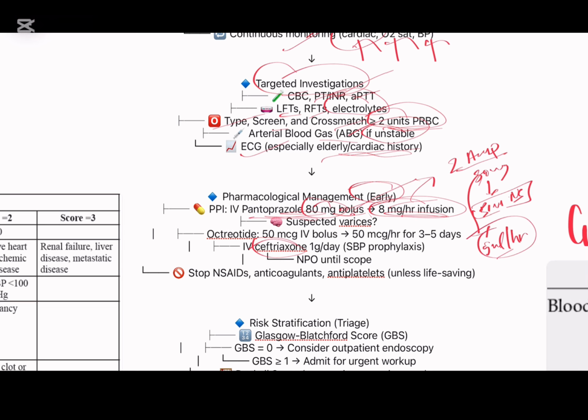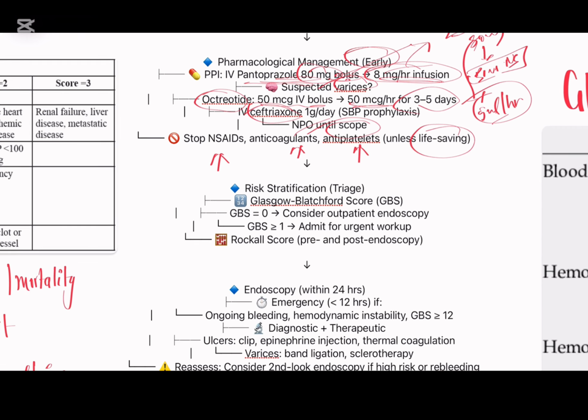If we suspect varices, then we should give octreotide. The dose is 50 mcg IV bolus followed by 50 mcg per hour for 3 to 4 days. We should keep the patient NPO, nothing per oral. We should stop NSAIDs, anticoagulants, and antiplatelets unless it is life-saving. We should triage the patients by seeing the Glasgow Blatchford score and Rockall score. If the GBS, Glasgow Blatchford score, is 0, then we can send the patient as outpatient. If it is 1 or more, we should do a workup.